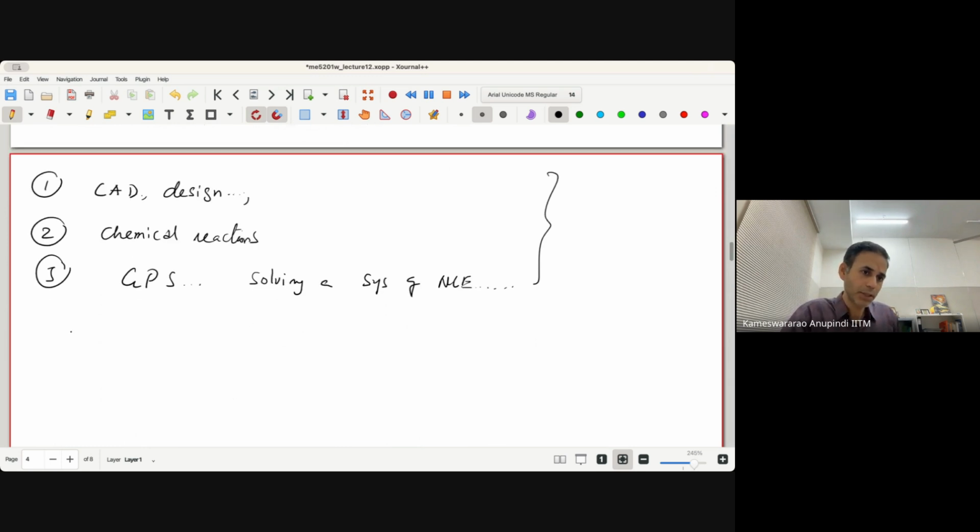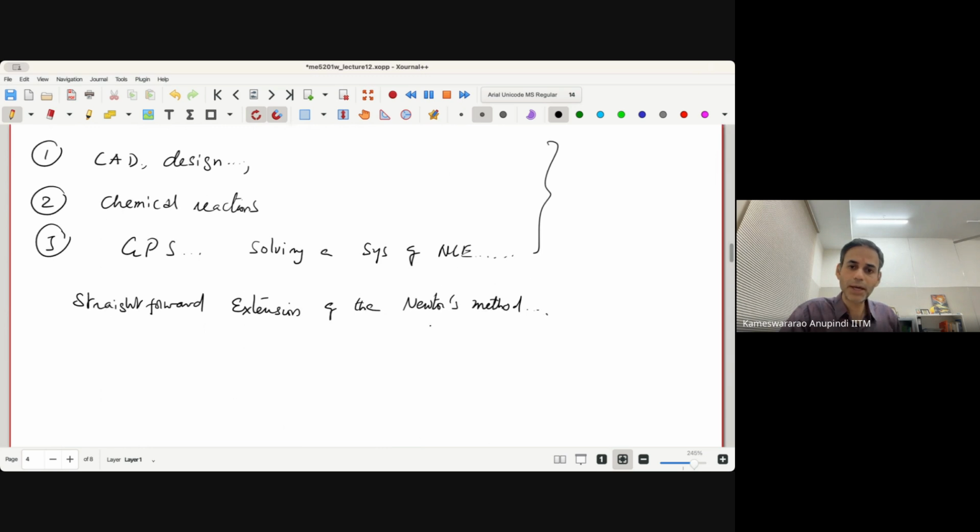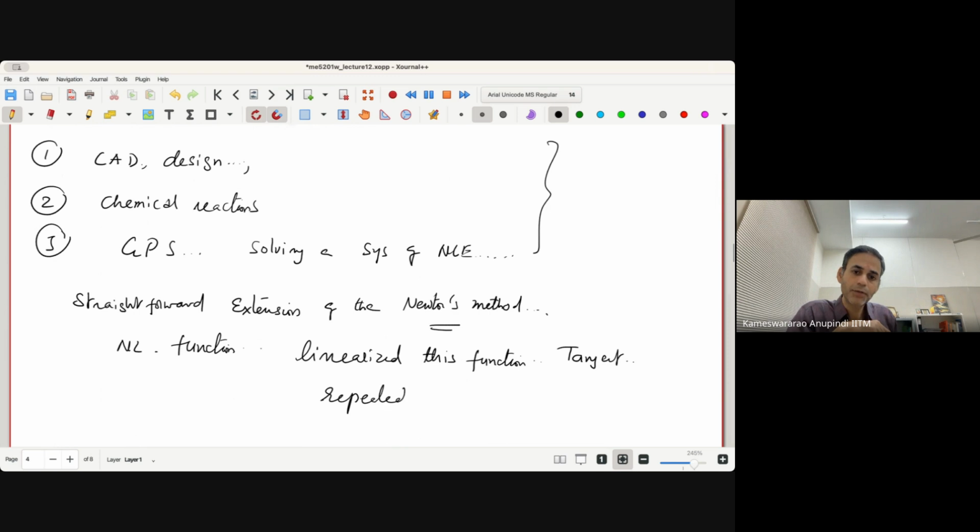So the solution methodology is basically a straightforward extension of Newton's method. In Newton's method, what was the idea? You had a nonlinear function, and we linearized it. How did we linearize it? We said the tangent to the function is a good approximation, and the tangent itself is a linear function. With the tangent we found a root, and then we repeated, because the root is not exactly the correct root. We evaluate the function, draw a tangent, and repeat, hoping that under favorable conditions this converges to a root of the function itself.